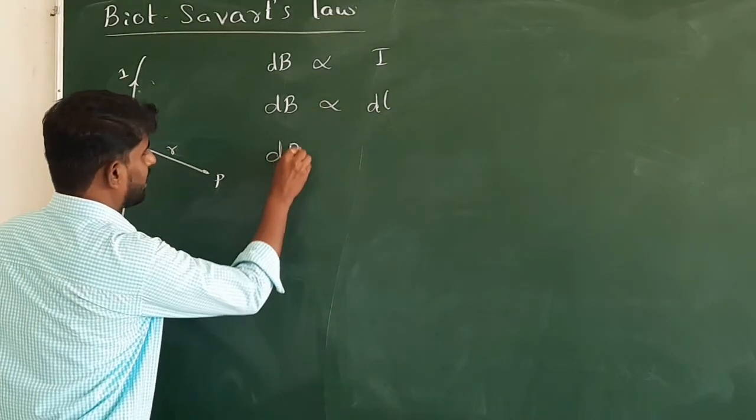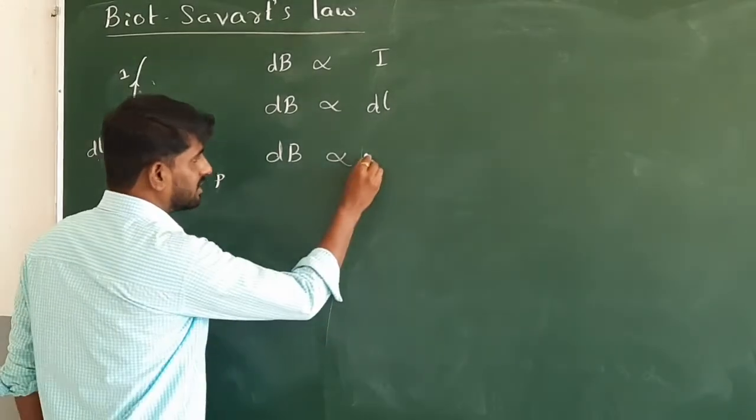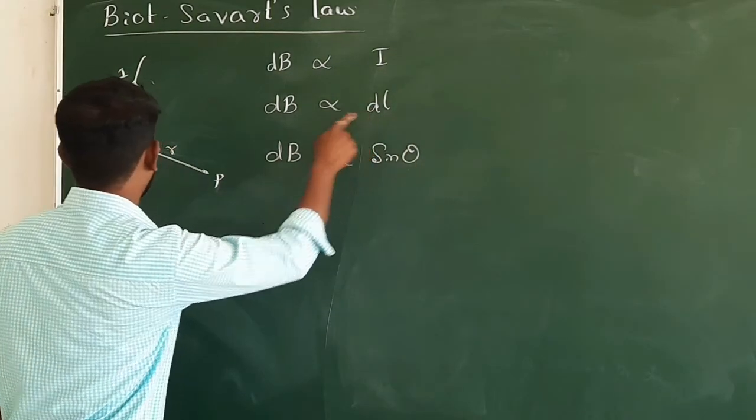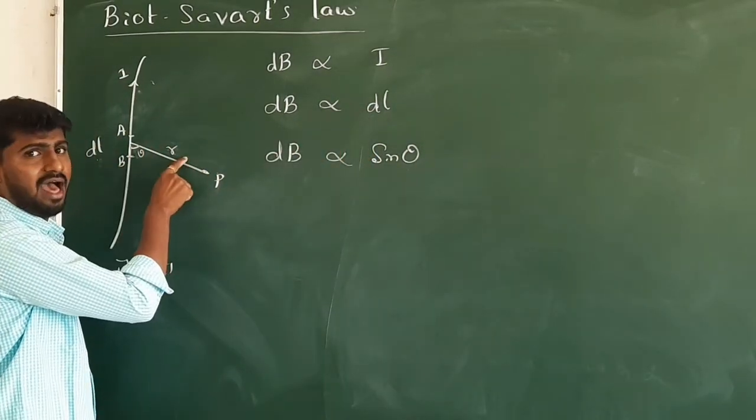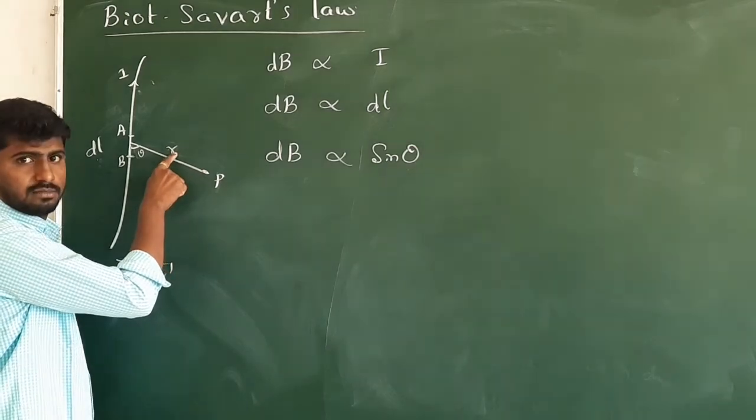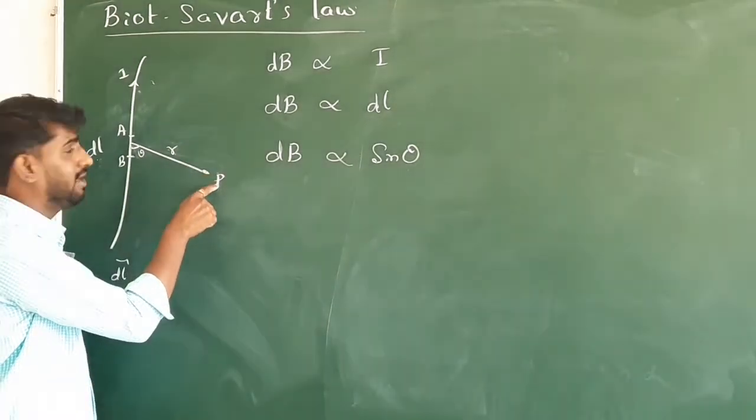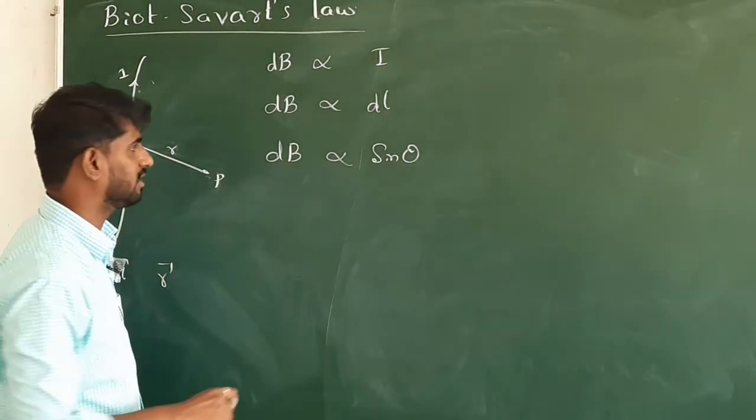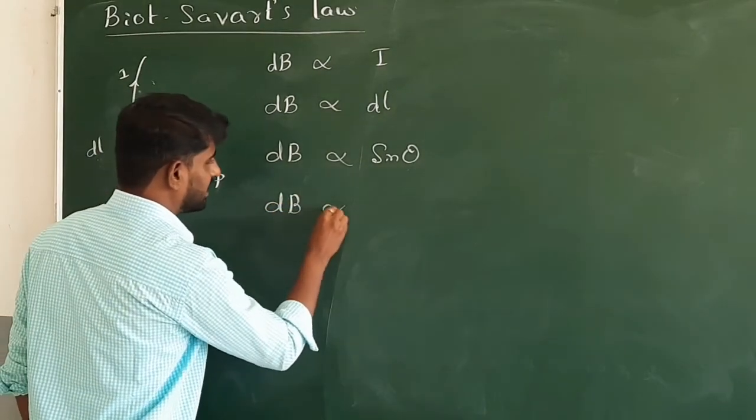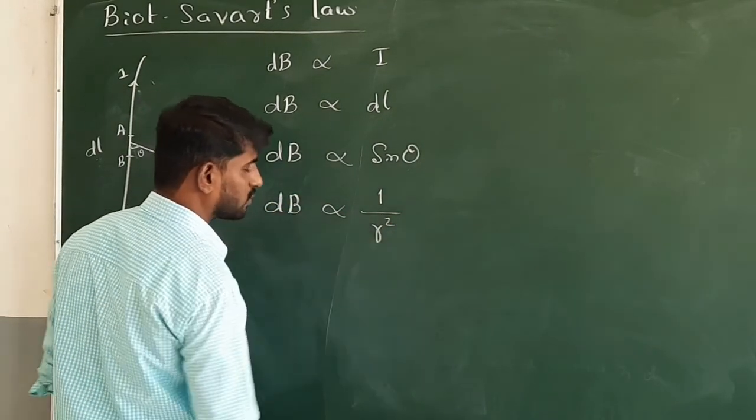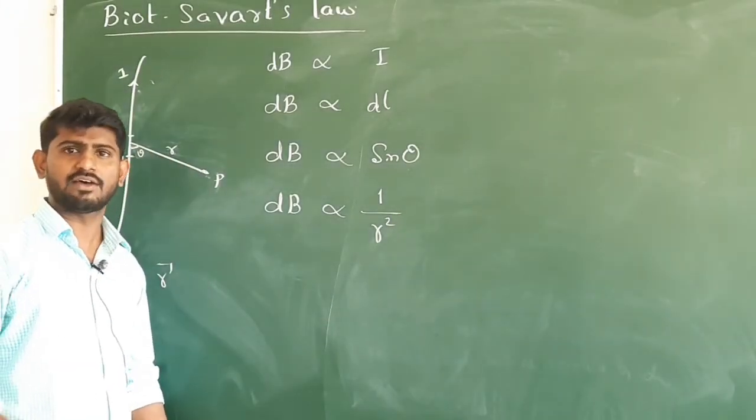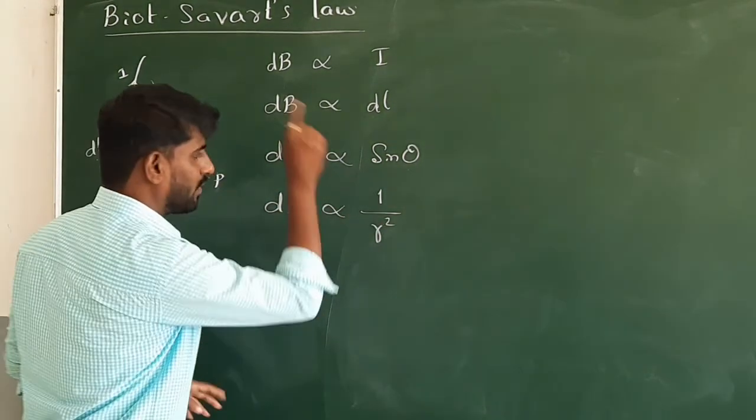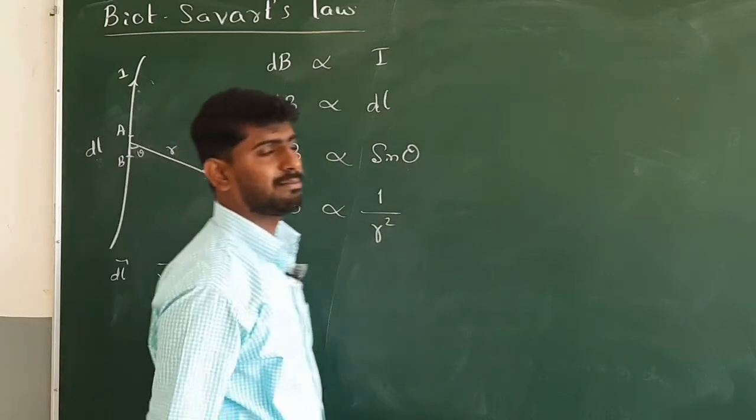And that dB, the magnetic field due to the small element, is also directly proportional to the sine of the angle between dl and r. What is r? You can say r is a vector. r is the position vector of point P from the current element. And dB is inversely proportional to the square of the distance of point P from the element. Okay. So this is the Biot-Savart's law.